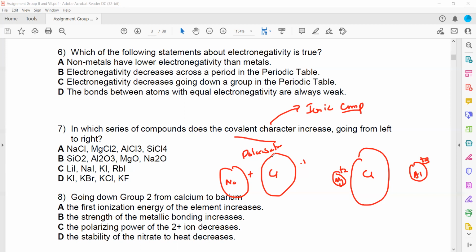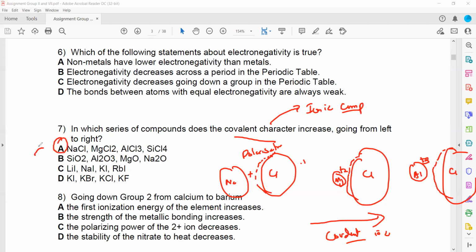So when we compare the polarization here, sodium will cause less polarization to chloride compared to magnesium, and magnesium will cause less polarization compared to aluminium. As the polarization increases, the covalent character will also increase, or the tendency to form a covalent bond will also increase. So as we move from left to right, covalent character increases. That's why A is the right answer.